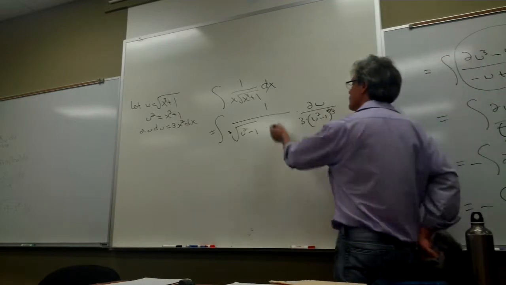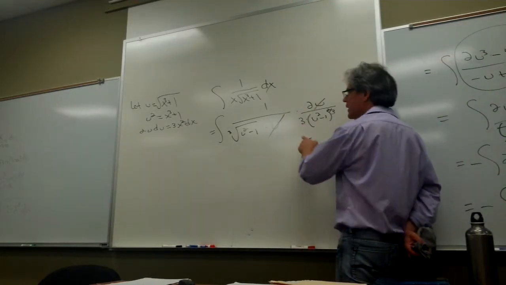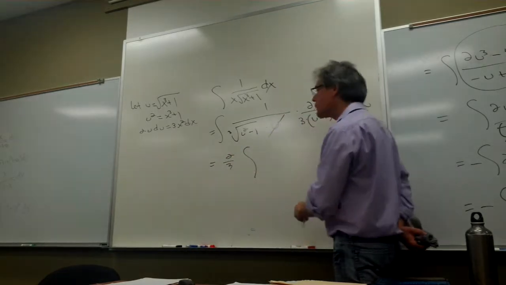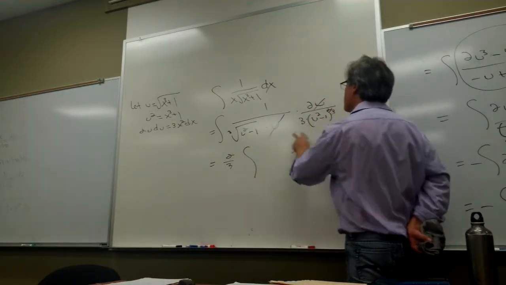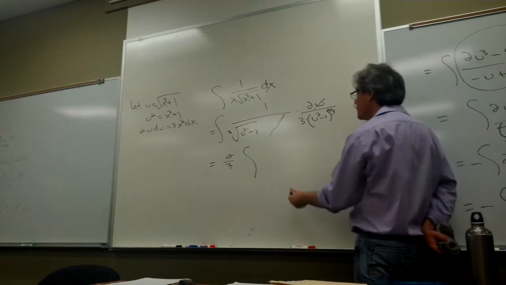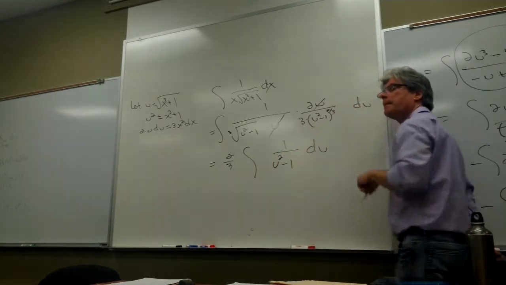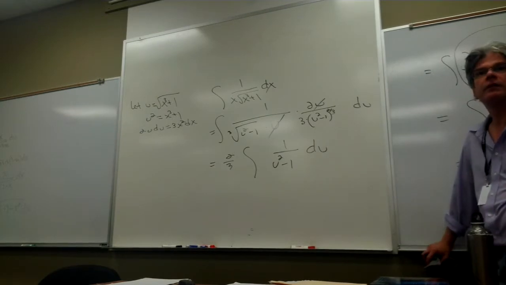Watch. Use cancel. Can I ignore those coefficients? Can I just get rid of them? Look what's left over: u squared minus 1 to the 1/3 times u squared minus 1 to the 2/3. Isn't that just simply u squared minus 1? What do you think?